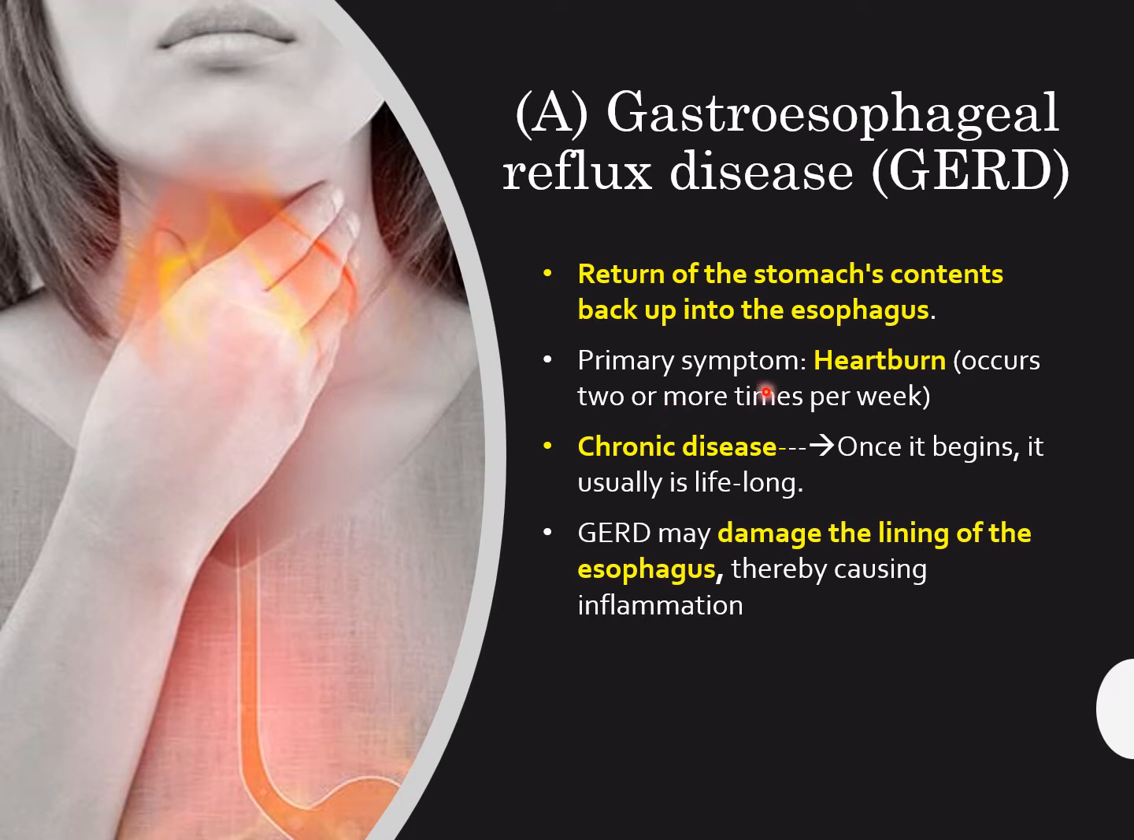What is the primary symptom? Heartburn, which may occur 2 or more times per week. It's a chronic disease. It develops over a long time, but once it begins, it usually is lifelong. GERD may damage the lining of the esophagus, thereby causing inflammation. Not all the contents from the stomach, but maybe acid, coming back to the esophagus may cause damage to the lining of the esophagus.